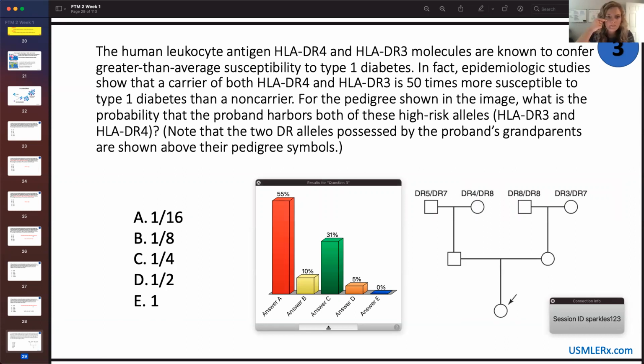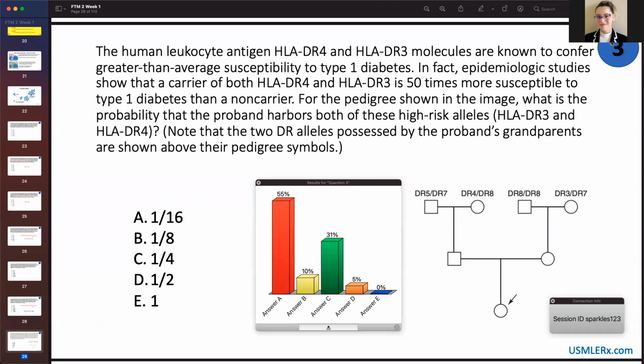Okay, so it looks like most people chose answer A, but there is a little bit of a split. Is there anybody that would like to explain this one? I can go for it. Go ahead. Sorry.